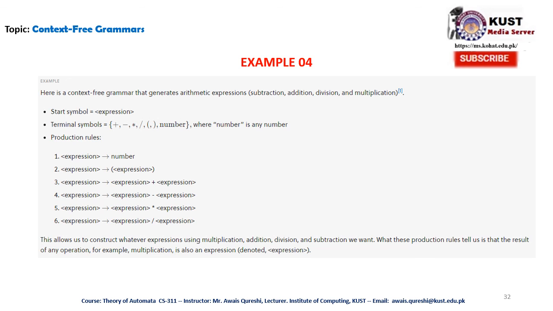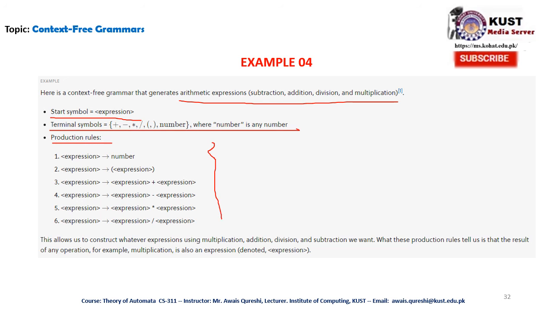And this is example number 4. This is the general information over here for arithmetic expressions, and the start symbol is expression, and the terminal symbols are these, and these are the production rules. So with the help of production rules we can generate different strings. So try to study these concepts by yourself.